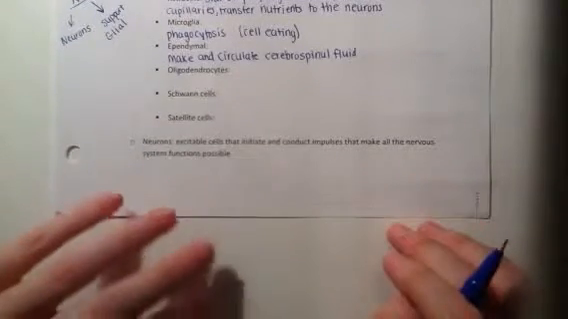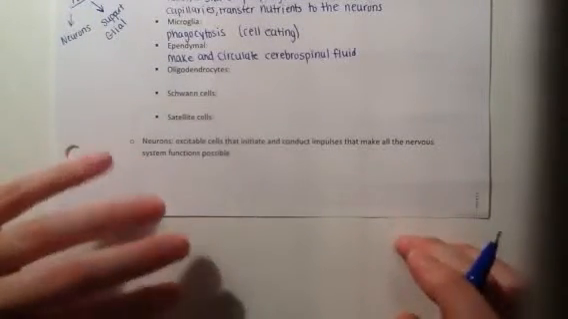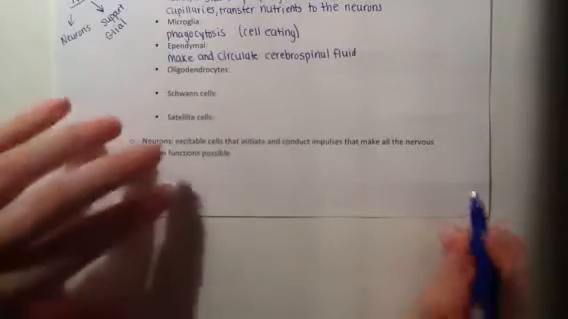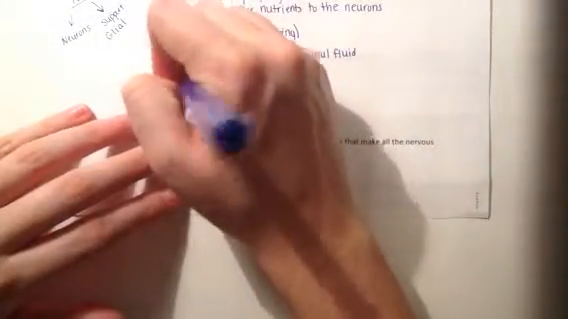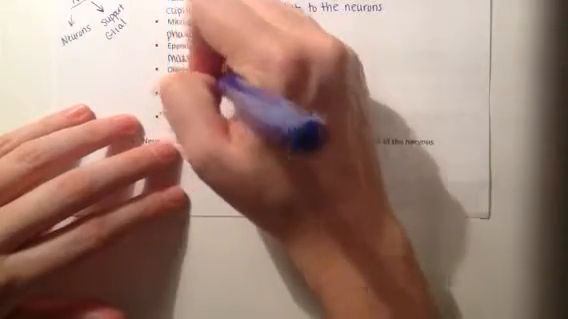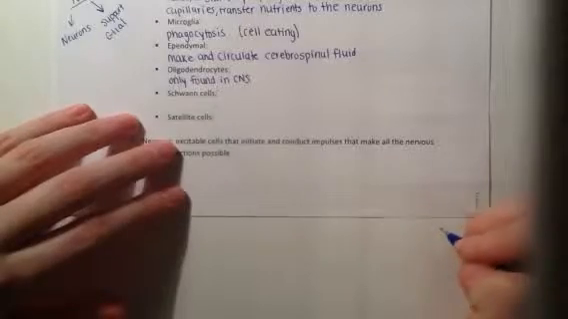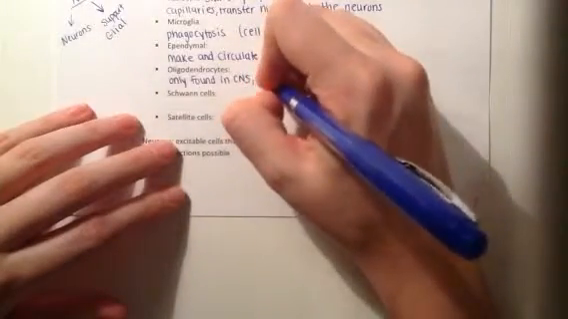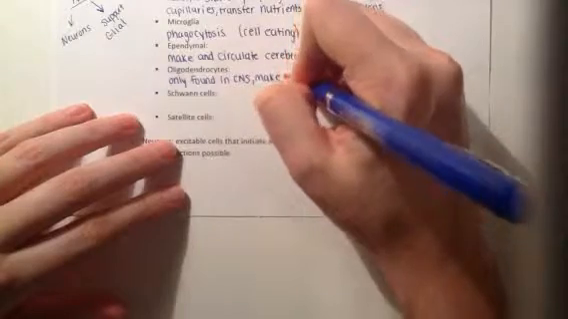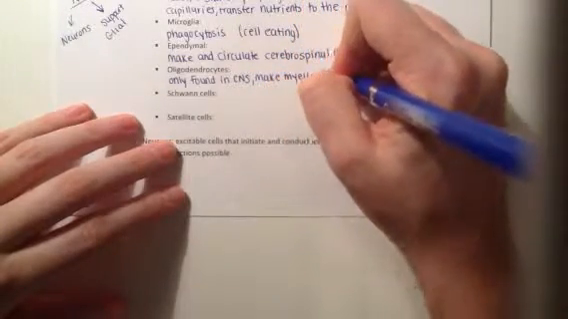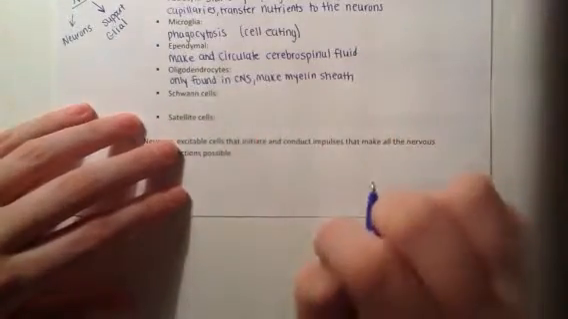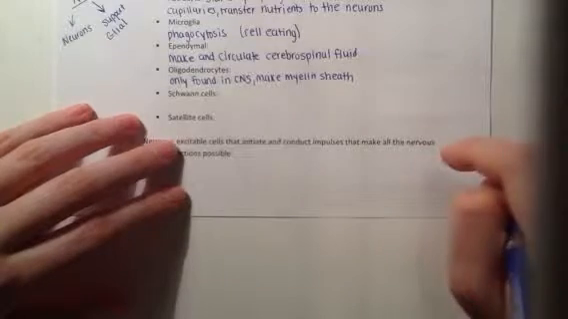Okay, this next one is called oligodendrocyte. You say it exactly how it looks. Oligodendrocytes are only going to be found in the central nervous system, abbreviated CNS. And they're going to make the myelin sheath. I'm going to tell you what myelin sheath is in the next video, so just write it now, worry about it later. They make the myelin sheath in the central nervous system, in the brain and in the spinal cord.